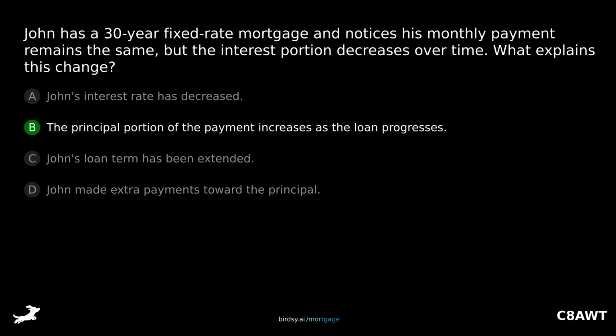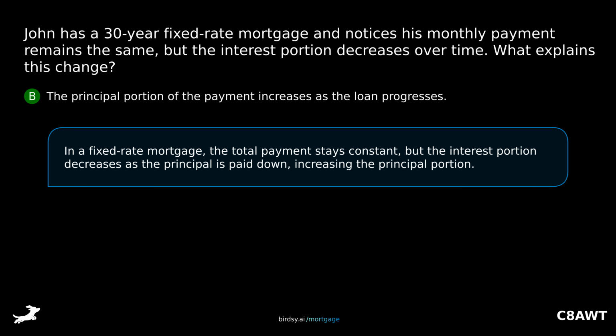The answer is B. The principal portion of the payment increases as the loan progresses. In a fixed-rate mortgage, the total payment stays constant, but the interest portion decreases as the principal is paid down, increasing the principal portion.